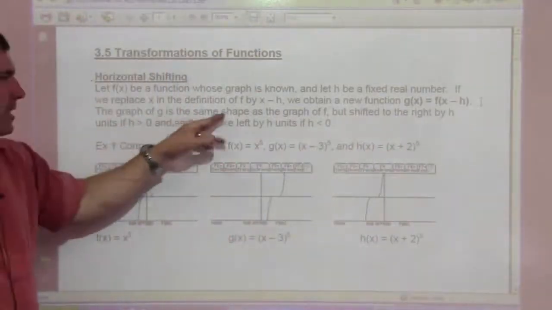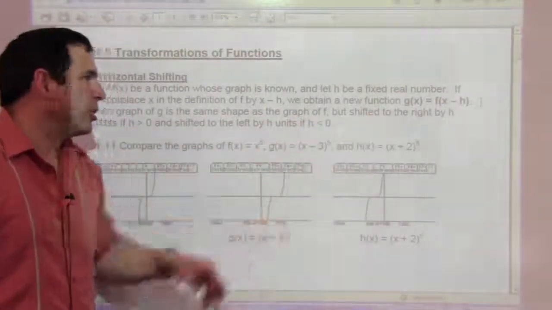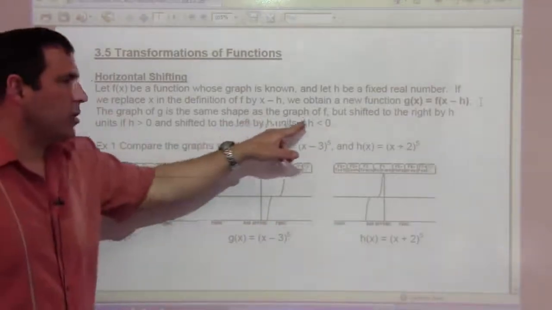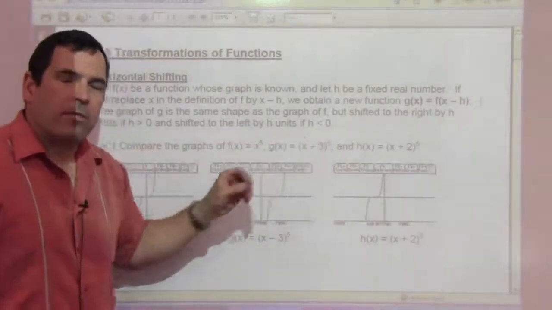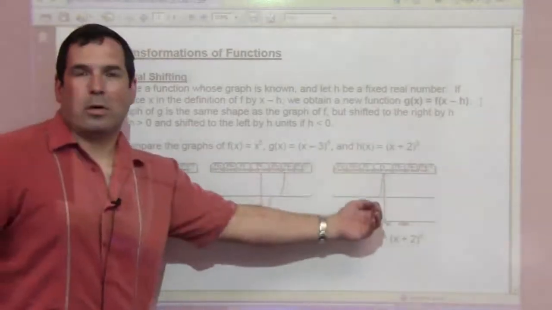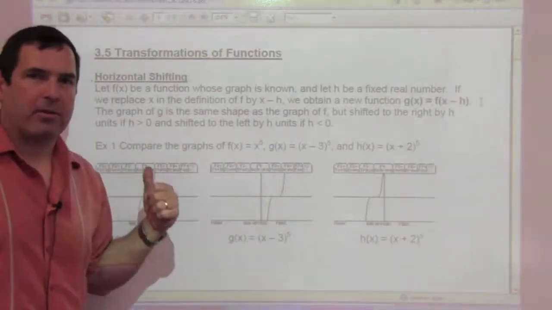The graph of g is the same shape as the graph of f, but shifted to the right by h units if h is positive, and shifted to the left if h is negative. So if it's f of x minus 2, it's going to go to the right 2. If it's f of x plus 2, it'll go to the left 2, because think of it as x minus a negative 2.